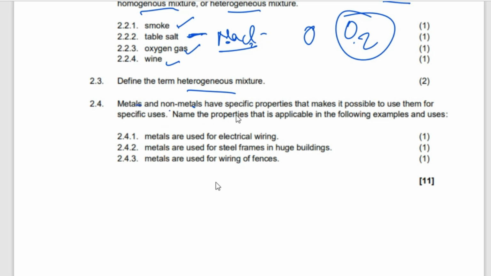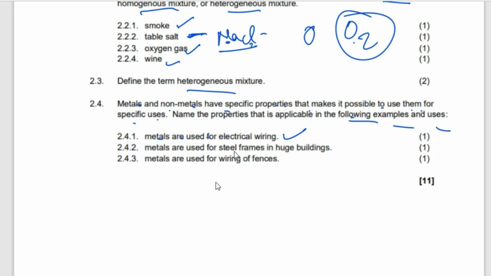Metals and non-metals have specific properties that make it possible to use them for specific purposes. These are properties of metals. Name the property that is applicable for the following examples and uses. Metals are used for electric wiring. What is that? It means that they can conduct. They can conduct what? Electricity.